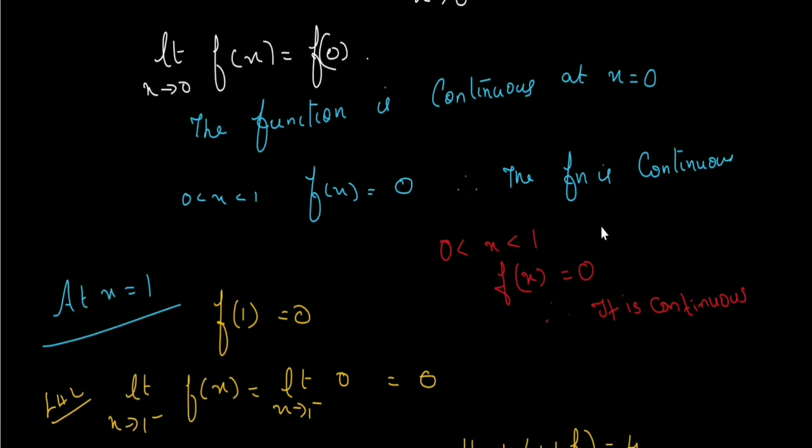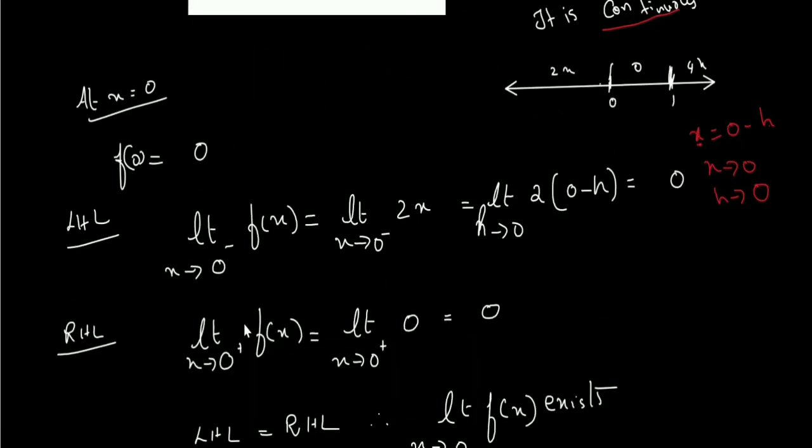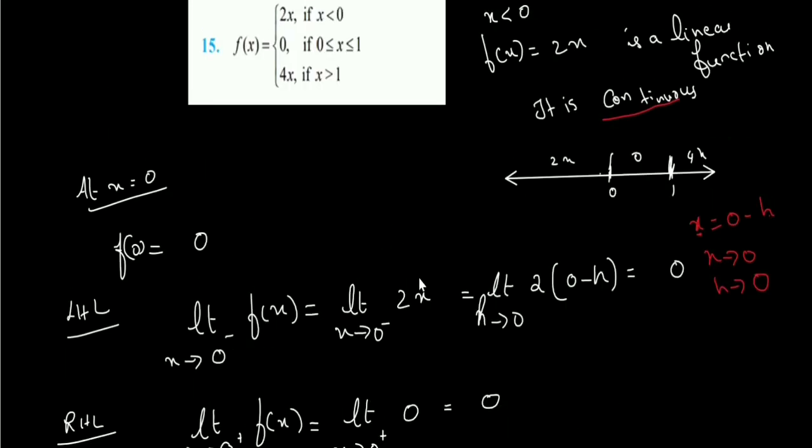So from 0 to 1 we have checked. Now what about at 1? We have to check whether the function is continuous at 1. So we have to find the value of the function at 1. The value of the function at 1 is 0.